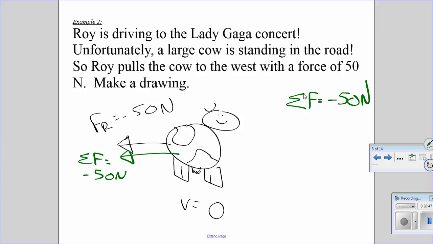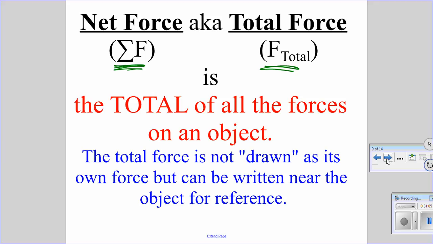So the net force isn't its own force. It's the total of all the forces that are there. Your drawing is going to list all the forces, and then somewhere off to the side, you write down what the net force is. Cool? So that's what this says: the total force is not drawn as its own force, but it should be written near the object for reference. Cool?